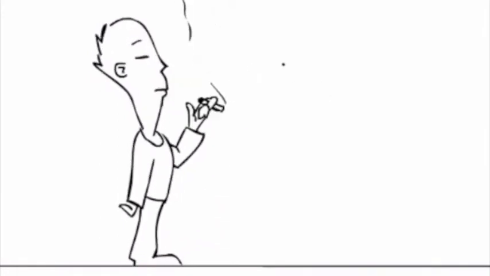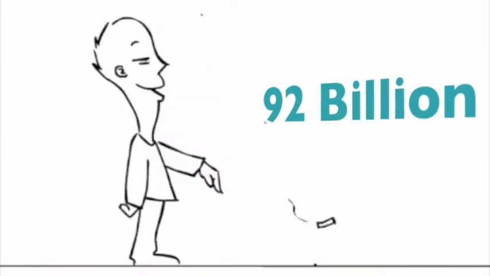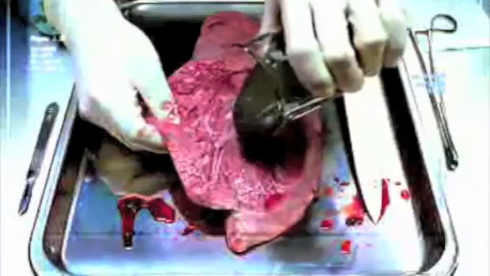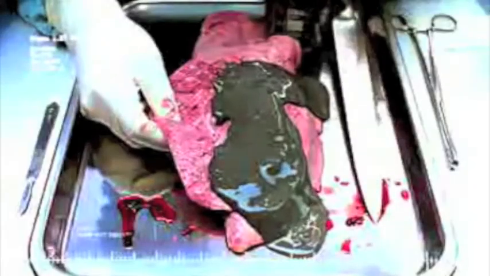In the US alone, 92 billion US dollars are spent on the healthcare costs that arise from smoking, such as lung disease, emphysema, and heart disease. So what is a demerit good economically? Let's illustrate this on a graph.